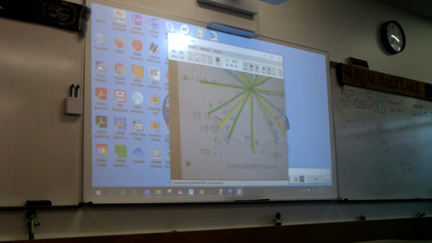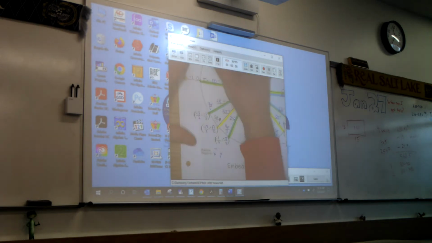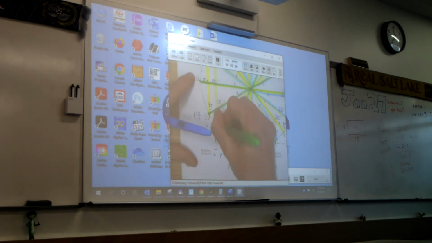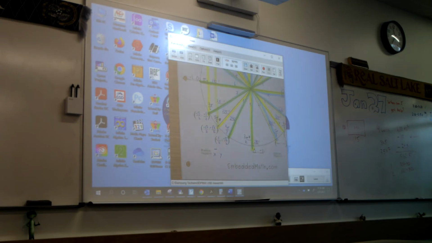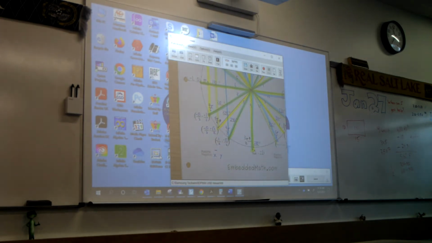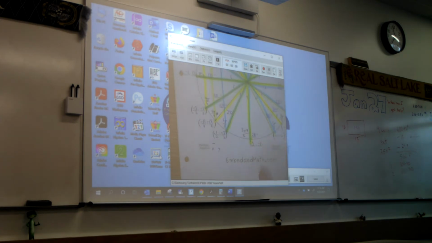Are they still the same when I look at those 30-degree angles? Yep, they're the same except the negatives. When I looked at the 45-degree angles, yep, they're the same except for the negatives, and same is true with the 60-degree angles. Okay, we are so close, guys.